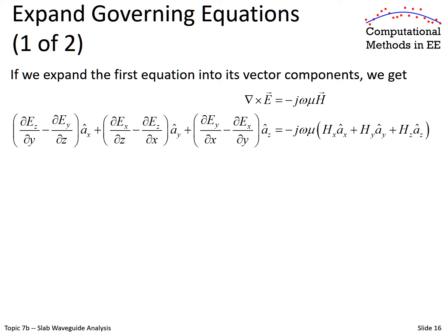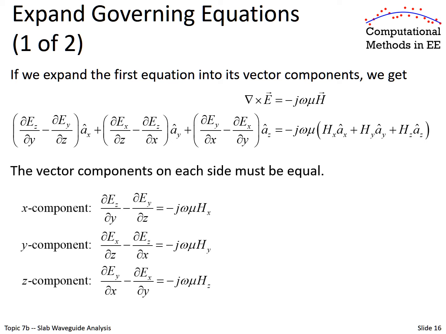So we look at our first equation, del cross E equals minus j omega mu H. That is a vector equation. So the electric field E and the magnetic field H are both vectors. So we can expand this into Cartesian coordinates. And on the left, we've not only expanded E, we've expanded that curl operation according to the expansion we showed on the previous slide. So this is the same equation, just expanded into the vector coordinates.